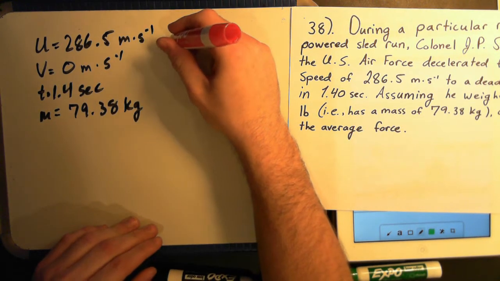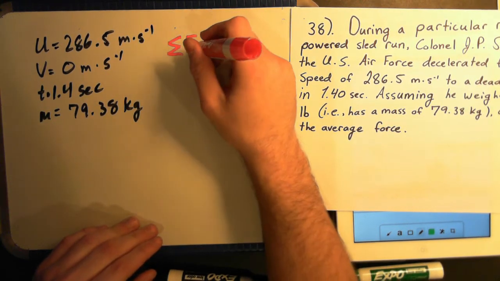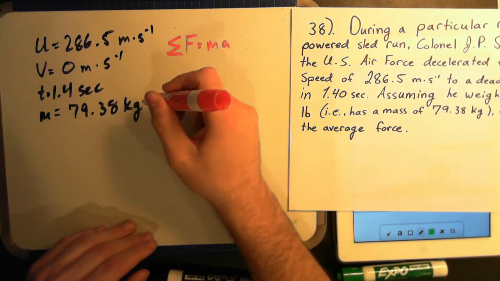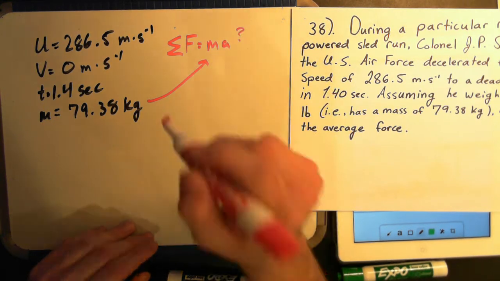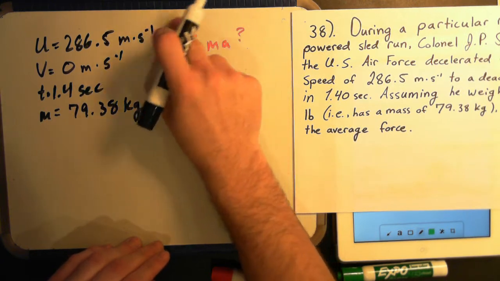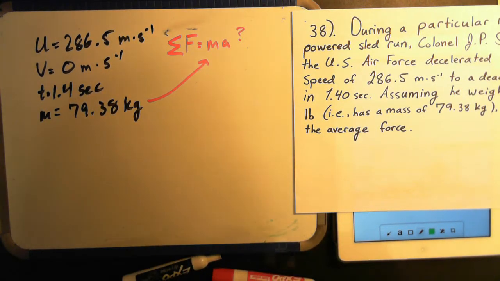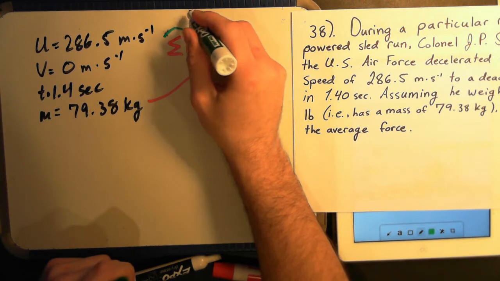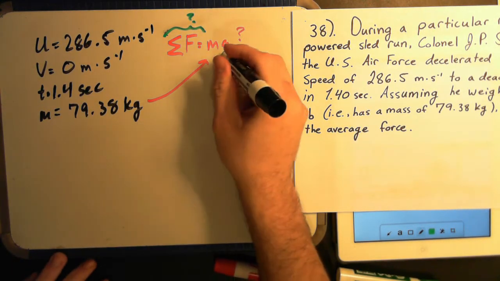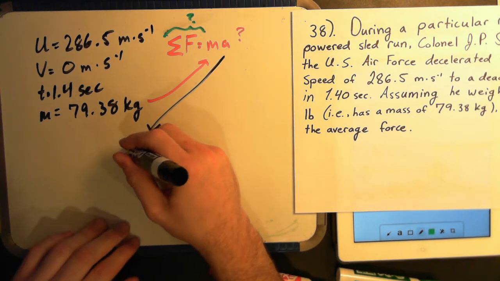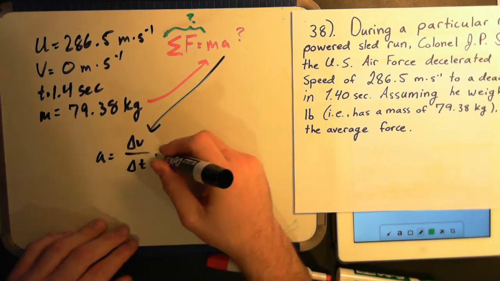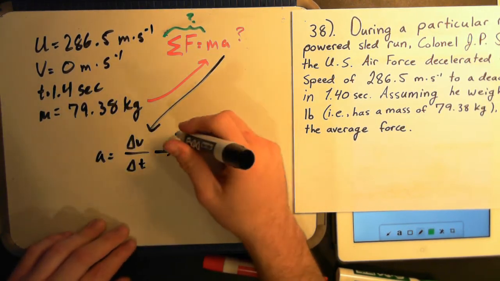And so we have our equation for the answer. The answer is this. Delta, or not delta, sum of forces equals MA. And we can put in M right there, but we don't have our A. Our answer is going to be this. Keep a little consistency. And so, in order to find A, we define what delta V over delta T is, because remember, that is what A equals. And so we can put our variables in here.